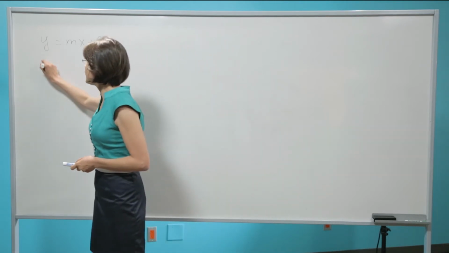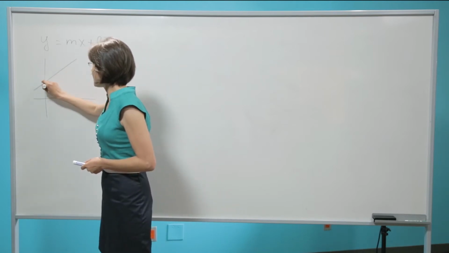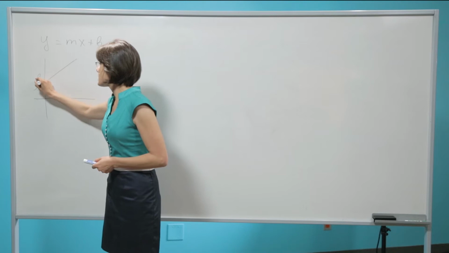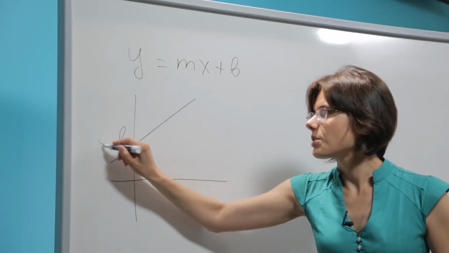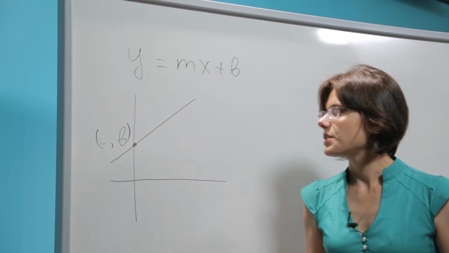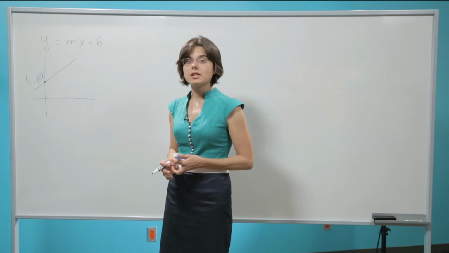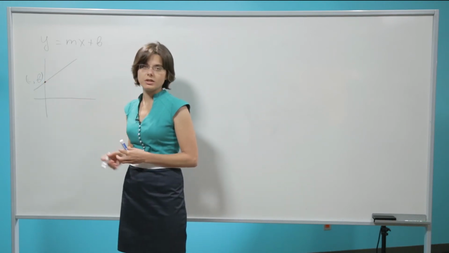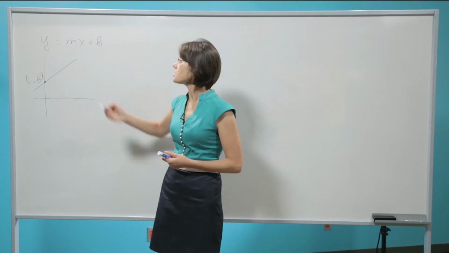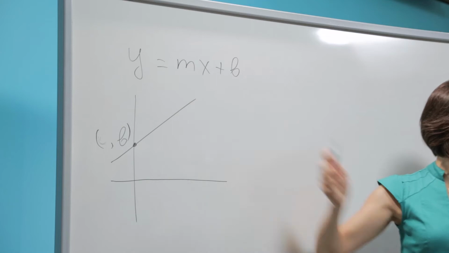And the graph of the line will look like that, where b is the y-intercept. And basically, what is this? This is just a point with coordinates (0, b). The problem with this equation is that we have to know this point with coordinates (0, b). Otherwise, we wouldn't know this y-intercept and we wouldn't be able to write the equation of the line in this form.